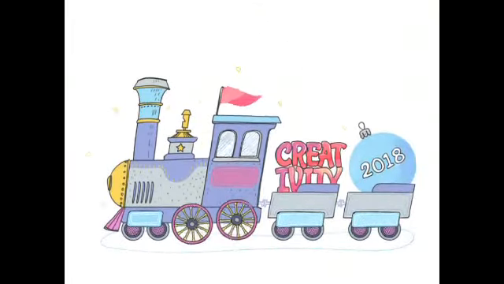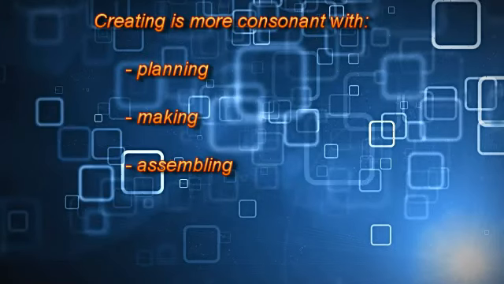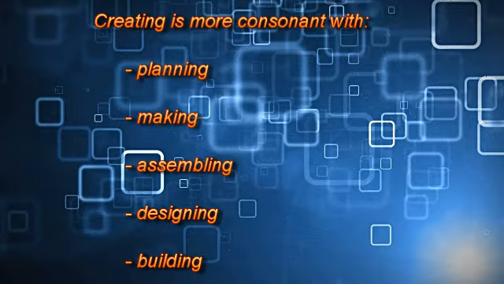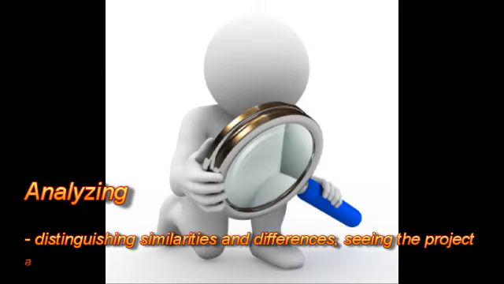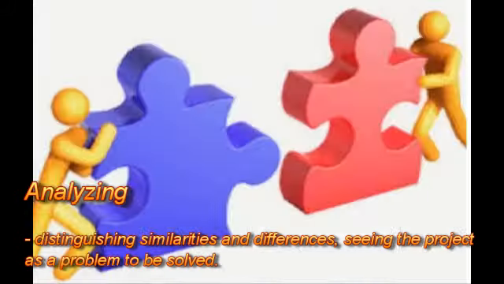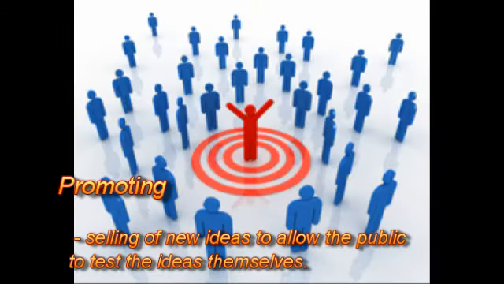In developing software, creativity as an outcome should not be equated with ingenuity or high intelligence. Creating is more consonant with planning, making, assembling, designing, or building. Creativity is said to combine 3 kinds of skills or abilities: analyzing, which is distinguishing similarities and differences, seeing the project as a problem to be solved; synthesizing, making spontaneous connections among ideas, generating interesting or new ideas; and promoting, selling of new ideas to allow the public to test the ideas themselves.